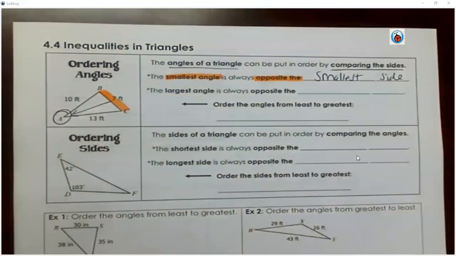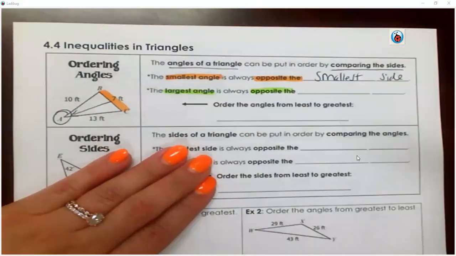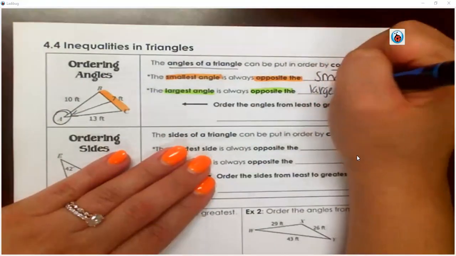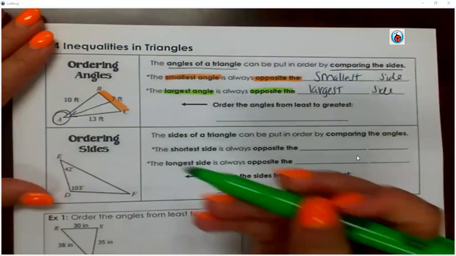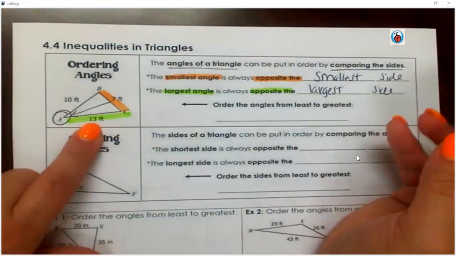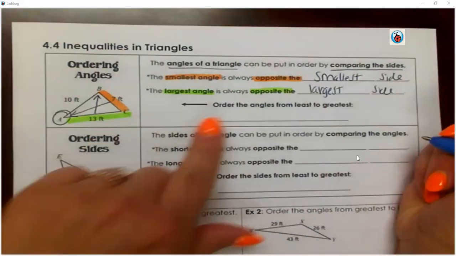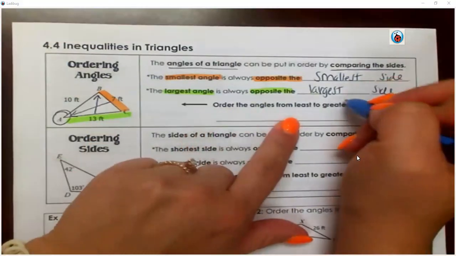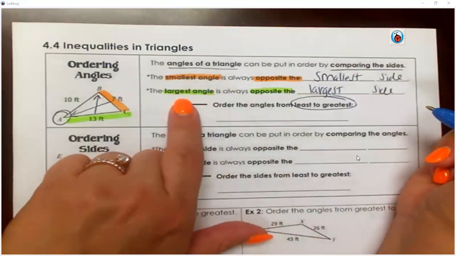Then the largest angle is always opposite the largest side. In this case, the largest side is this one right here, where it's 13. And so the opposite angle to that would be angle B. So if I'm going to put these angles in order from least to greatest, that means the smallest one has to go first and then the largest one goes last.